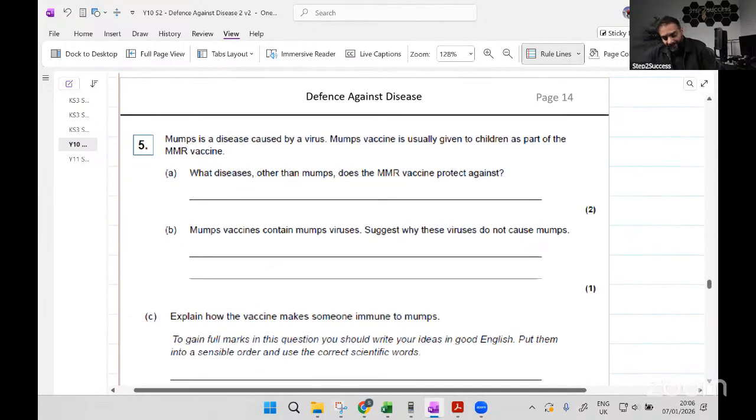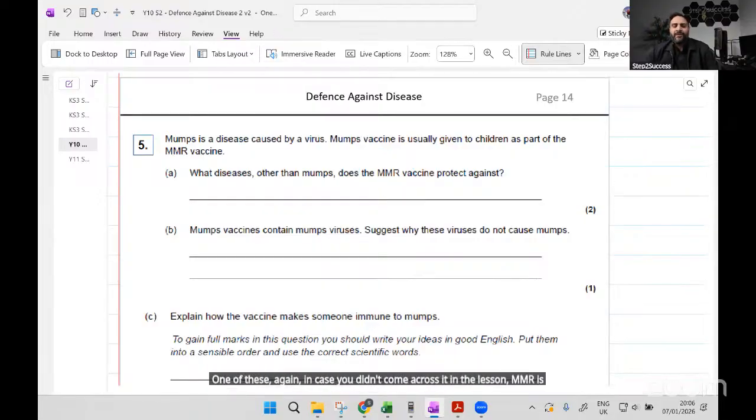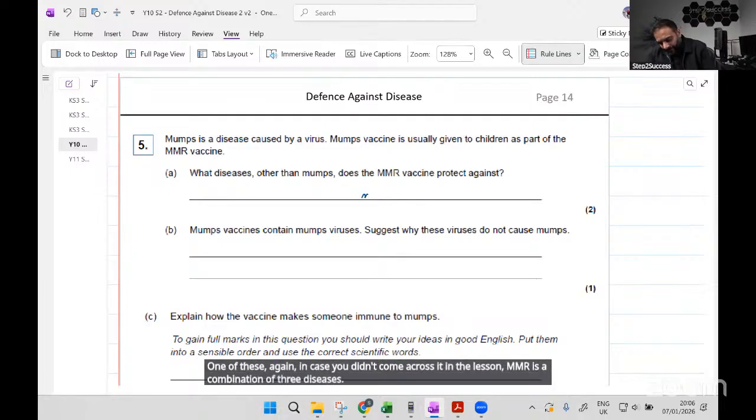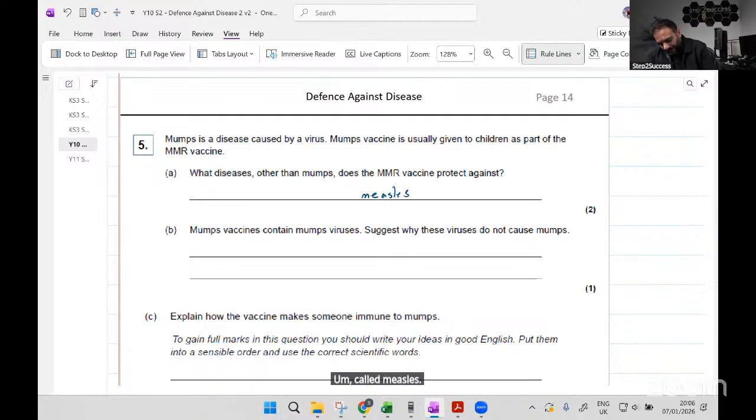Oh, one of these, again, in case you didn't come across it in the lesson, MMR is a combination of three diseases called measles, mumps, and rubella. You get the vaccine containing all of them.